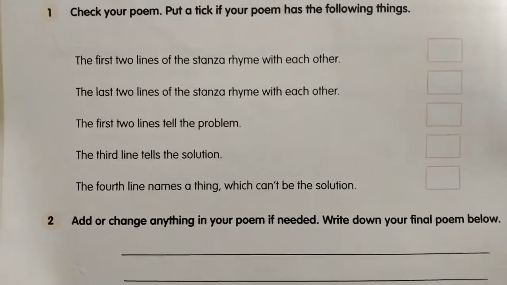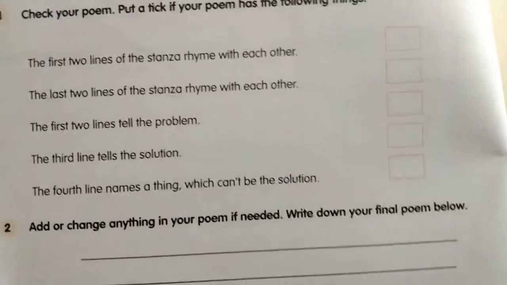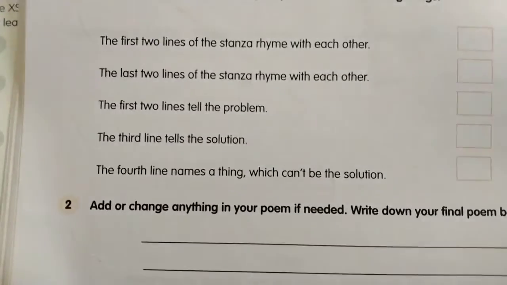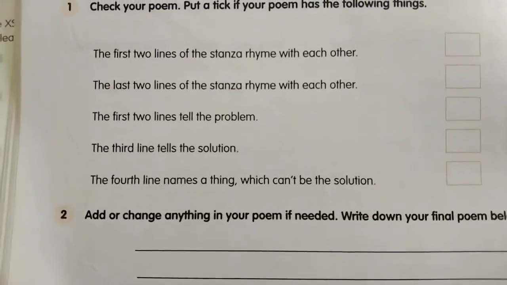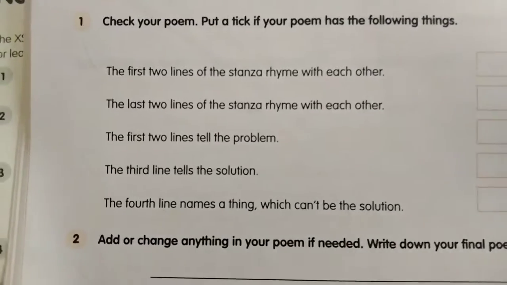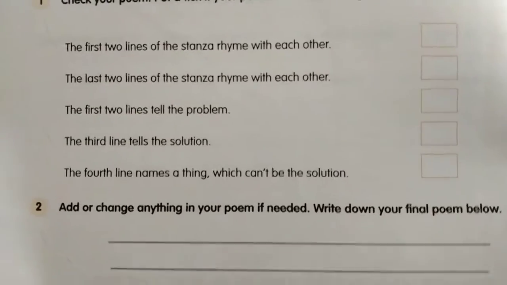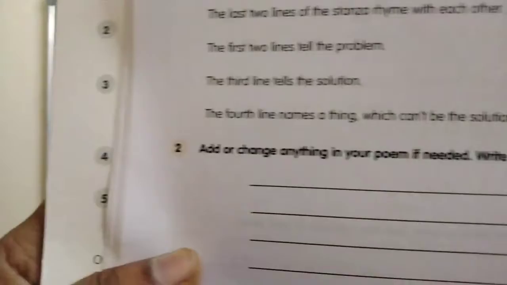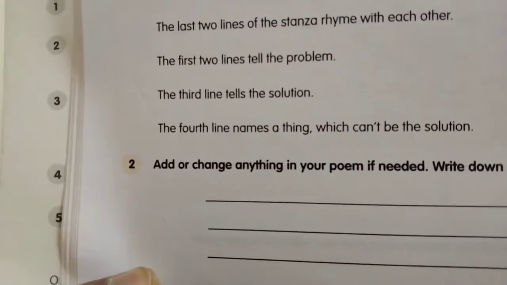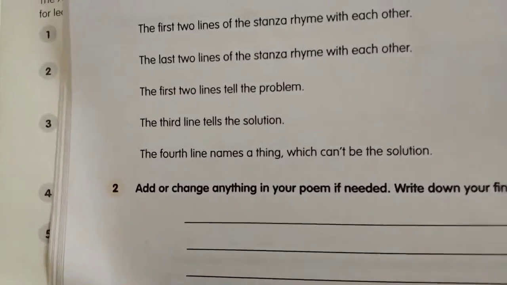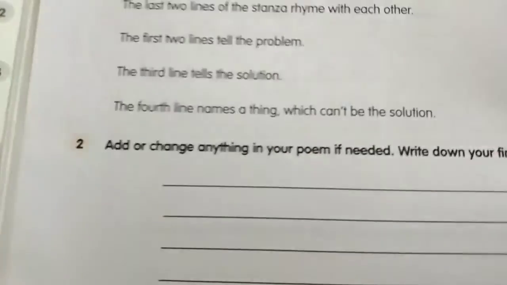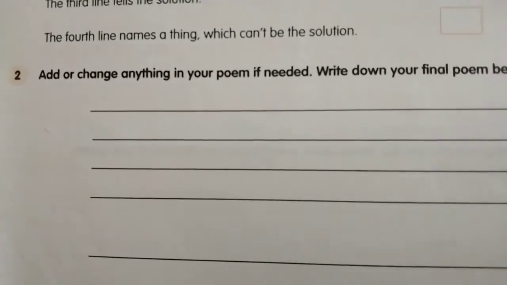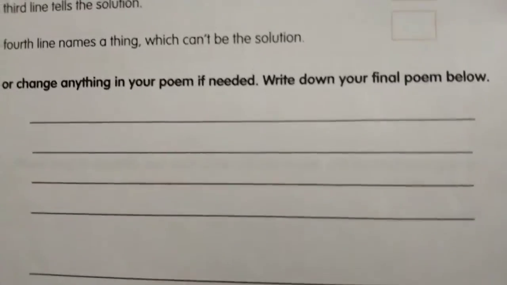The first 2 lines tell the problem. If there is a problem in your poem which you had written, you can put a tick mark there. Now the next question: the third line tells the solution. If the third line really tells the solution for the problem, you can put a tick mark there. Now coming to the last one, the fourth line names a thing which can't be the solution. If your fourth line is not really a solution, then you can put a tick mark. If anything is wrong, then you write in the second one: add or change anything in your poem if needed.